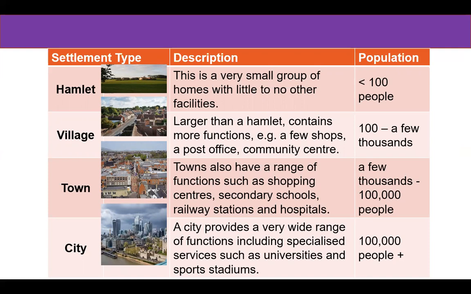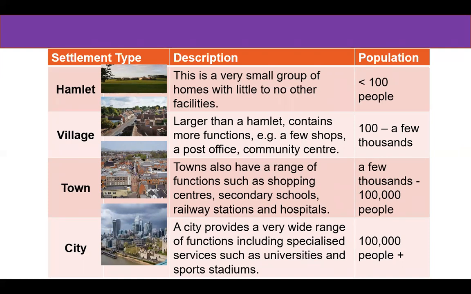A hamlet is a very small group of homes with little or no facilities, and you're looking at no more than about 100 people living in that area. A village is larger than a hamlet. It contains a few more functions, such as shops, a post office, and a community centre, and it ranges between 100 to a few thousand people.